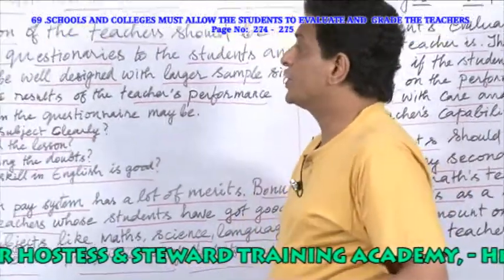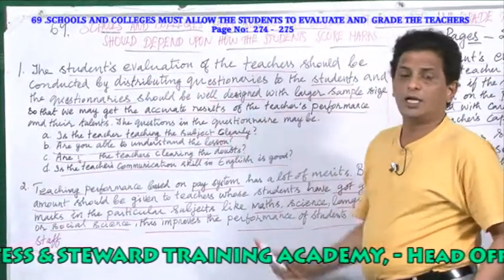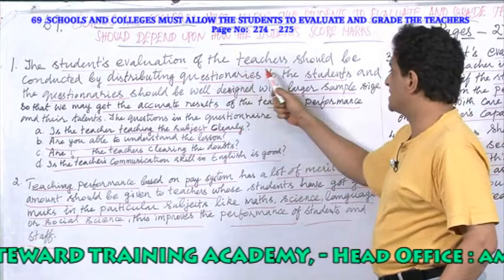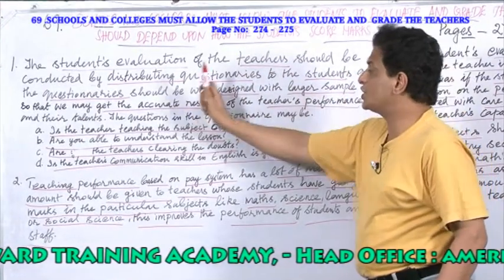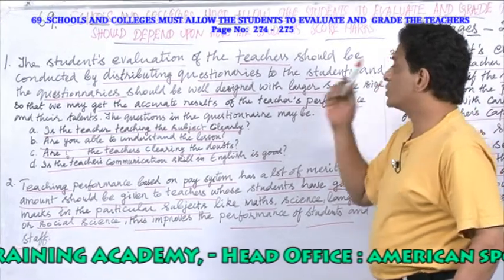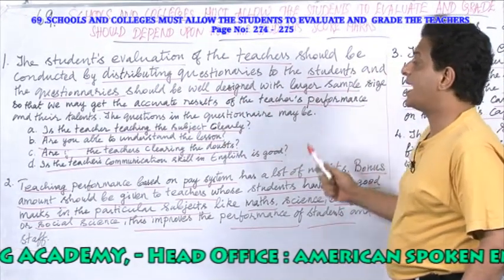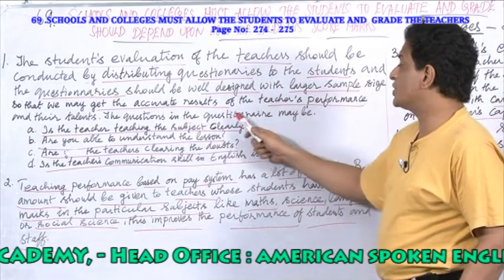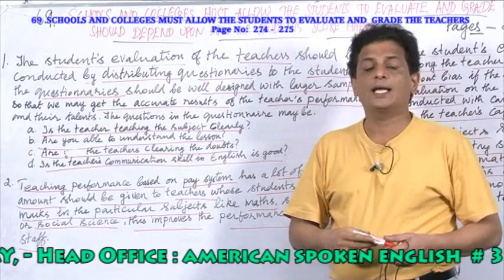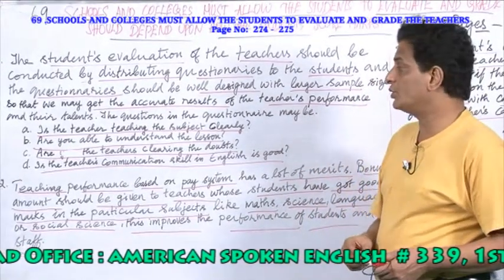See here, the students' evaluation of the teacher should be conducted. How can a student evaluate a teacher? By distributing questionnaires to the students. The questionnaires should be well designed with a larger sample size, so that we may get accurate results of the teacher's performance and talents. The questionnaire should be distributed to the students, and the students should fill in the form, and it says how the teacher is.